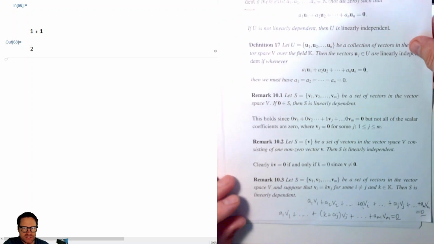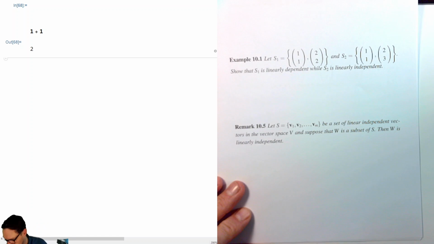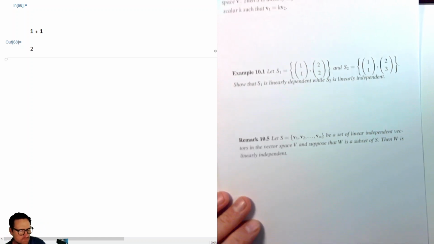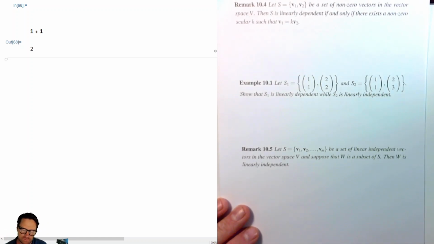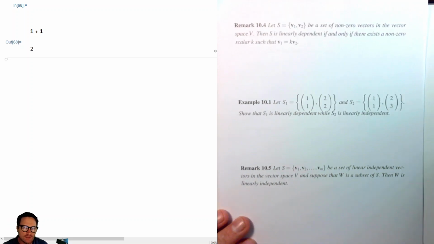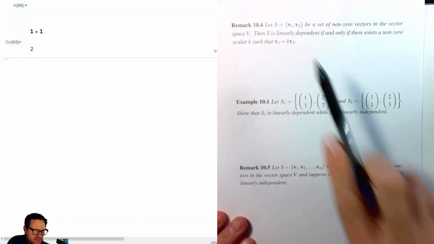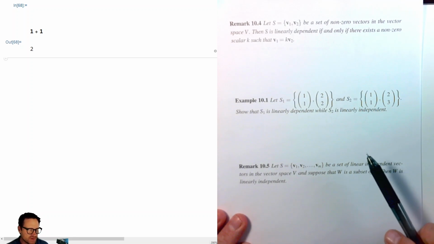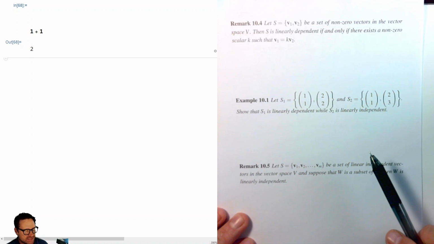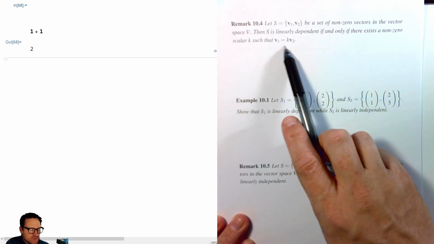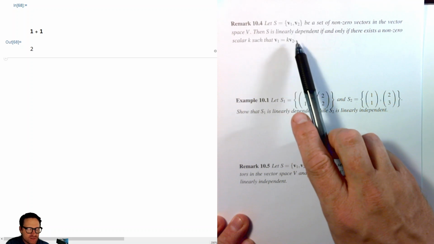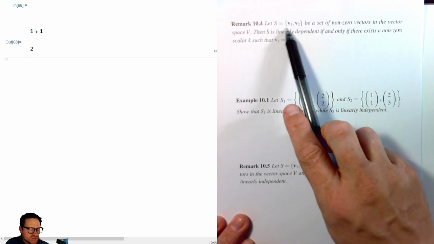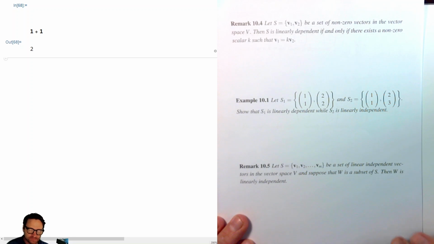Okay, let's move on to the next page. Let S be the set containing two non-zero vectors in the vector space V. S is linearly dependent if and only if there exists a non-zero scalar k such that v1 is equal to k times v2. In other words, one is a multiple of the other.